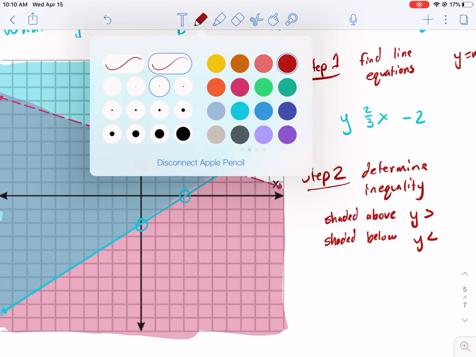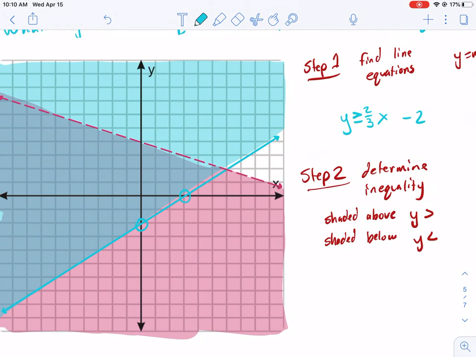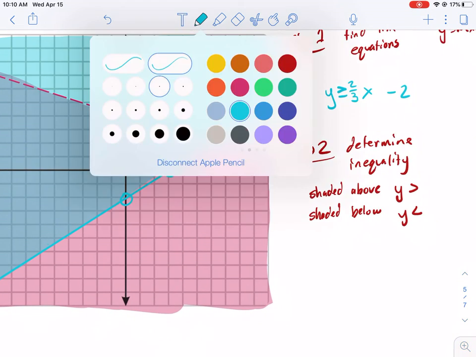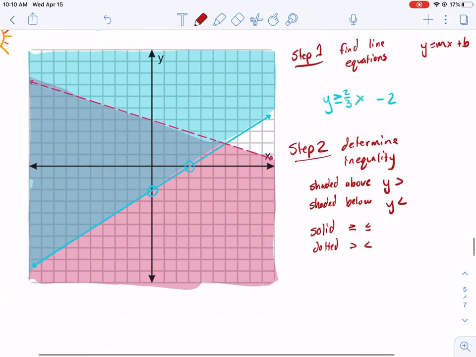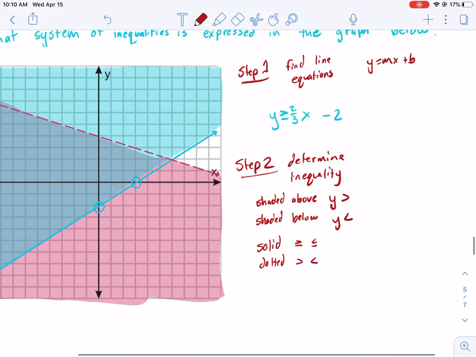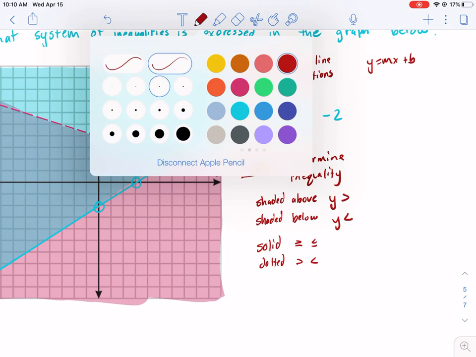Notice how the line is solid. If the line is solid, that means we need to have an equal sign. So solid versus dotted: solid, we have this, and then dotted, we have these inequalities. Okay. So I'm done with one inequality. Now I need to get the other one going.